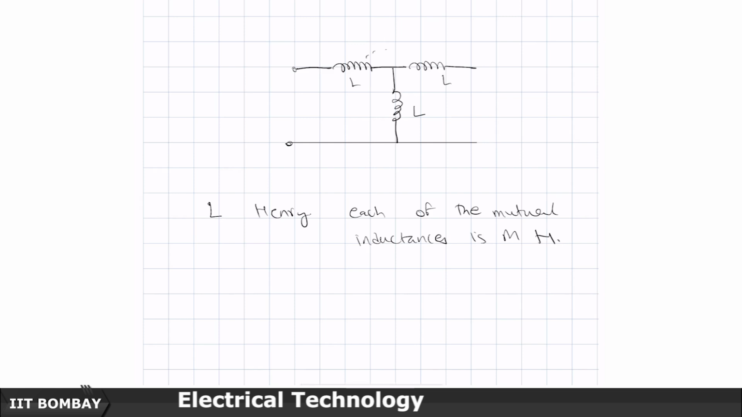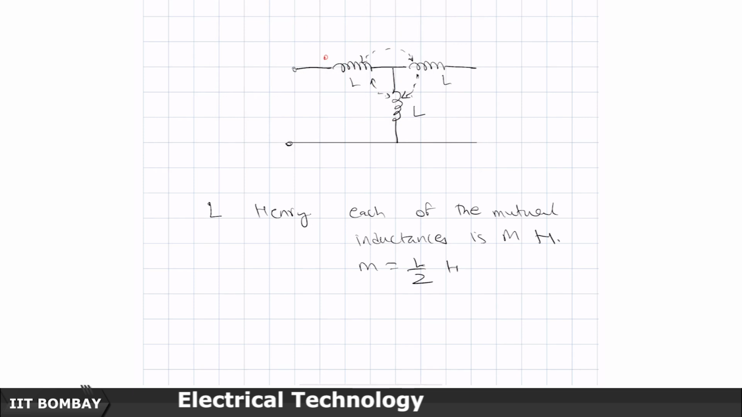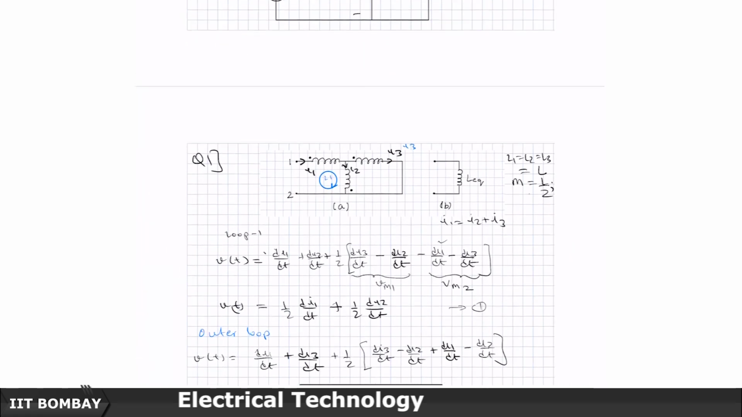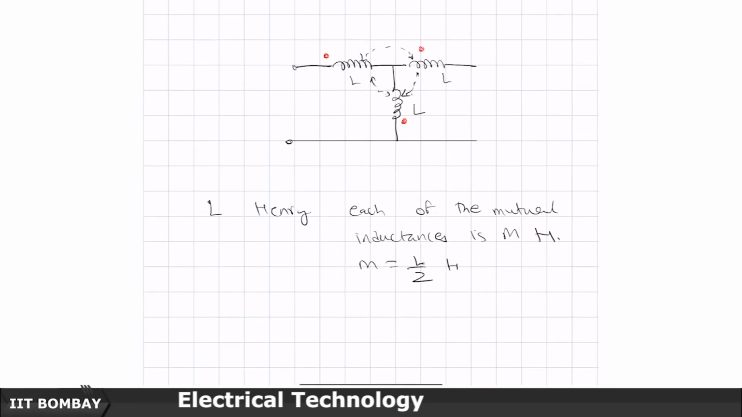So, there is a mutual inductance here, there is a mutual inductance here, and there is a mutual inductance here. Let us say that M is L by 2. Let us further specify to make it easier. Now, let us look at the mutual coupling that we are having here. So, let us say that the mutual coupling is like this. Yes, the mutual coupling is as follows.